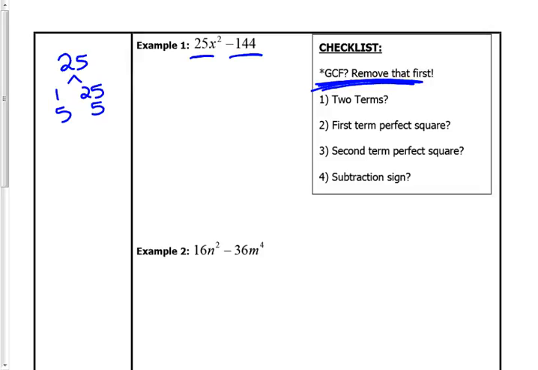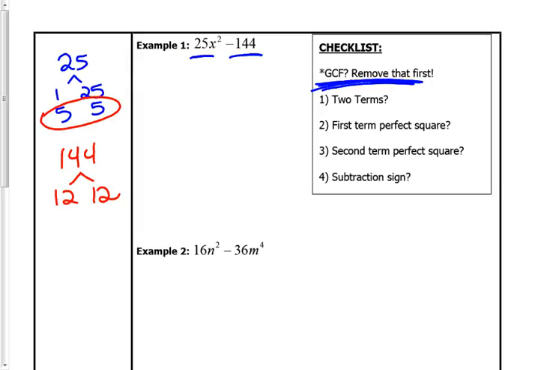But I noticed that 25 is a perfect square, right? 25 is a perfect square because that is 5 and 5. I also notice that 144 is a perfect square, if you remembered here. 144 is the same thing as 12 times 12, right? 12 squared, or 12 times 12, is 144.